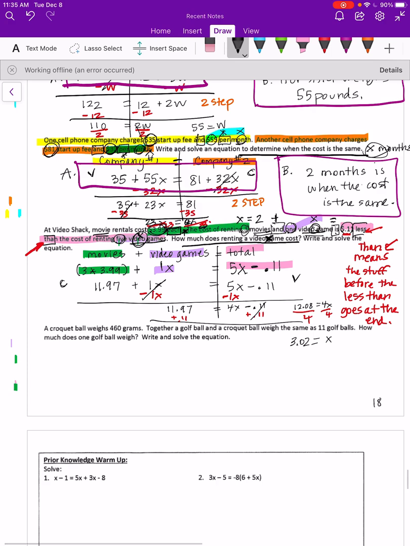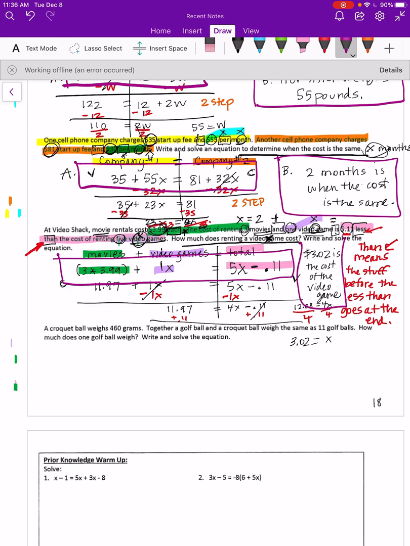So $3.02 is the cost of the video game. And it's the video game rental, I guess I should say, which is a little bit different than actually purchasing a video game. So again, my equation, and then my answer. That one is tough. There are several that we practice, but again, you will see something like that on your quiz and your test. It's a toughie, but they all follow this rule. All right.